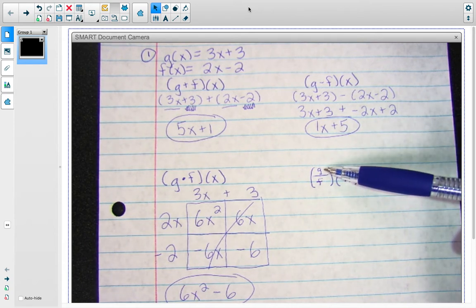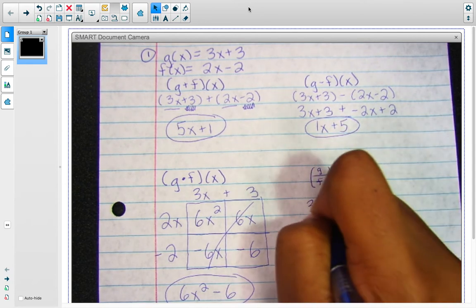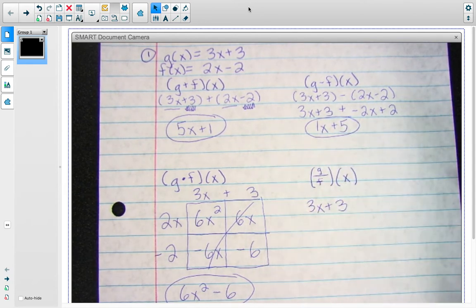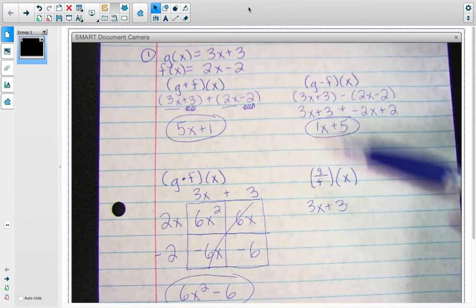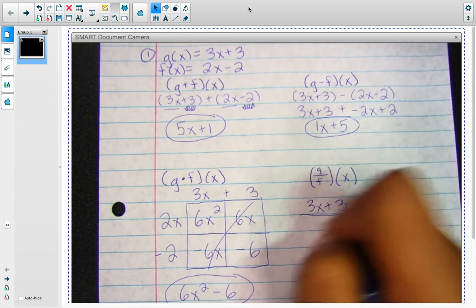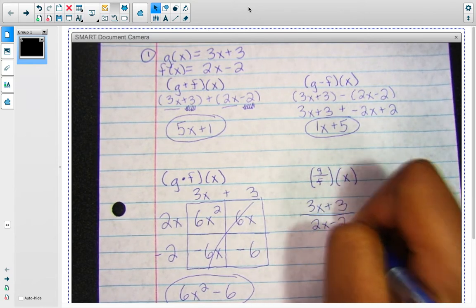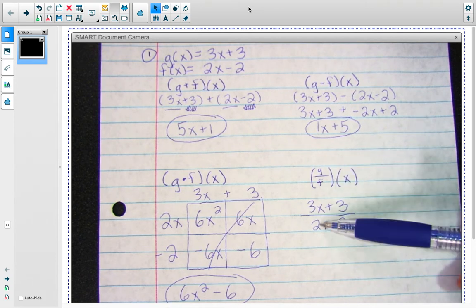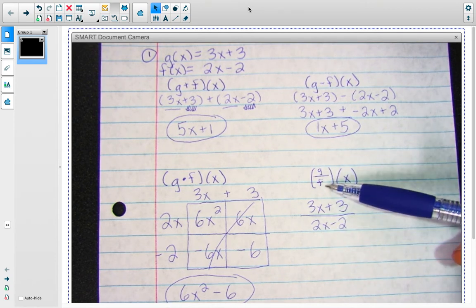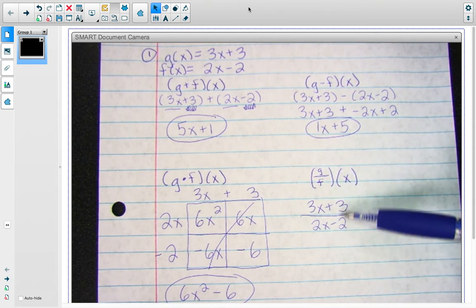So we have our g function, which is 3x plus 3. I see that up here at the top. It says 3x plus 3. And I have my f function, which is 2x minus 2. So 3x plus 3 is my numerator because that's what the problem told me to do, and 2x minus 2 is my denominator. Again, not literally doing anything right now. Synthetic and long division are out there, but we don't have to do that.